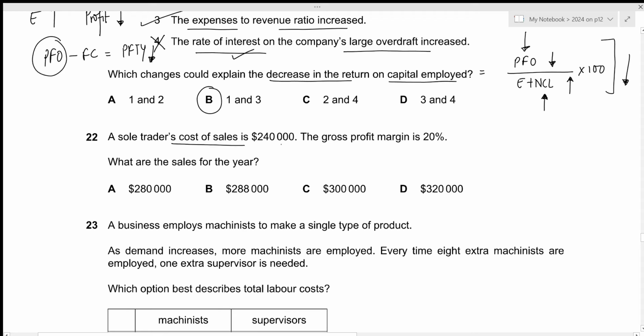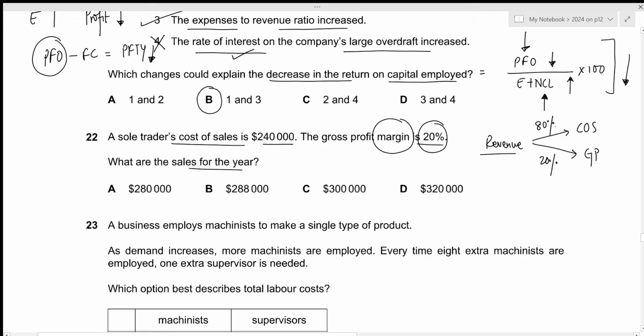A sole trader's cost of sales is 240,000. Gross profit margin is 20%. What are the sales for the year? Okay, so remember that if we have a gross profit margin, then we can just divide the revenue into two different parts: our cost of sales and the gross profit. So gross profit margin just means that out of the total revenue, 20% is for the gross profit and the remaining percentage will be for the cost of sales, which in this case will be 80%.